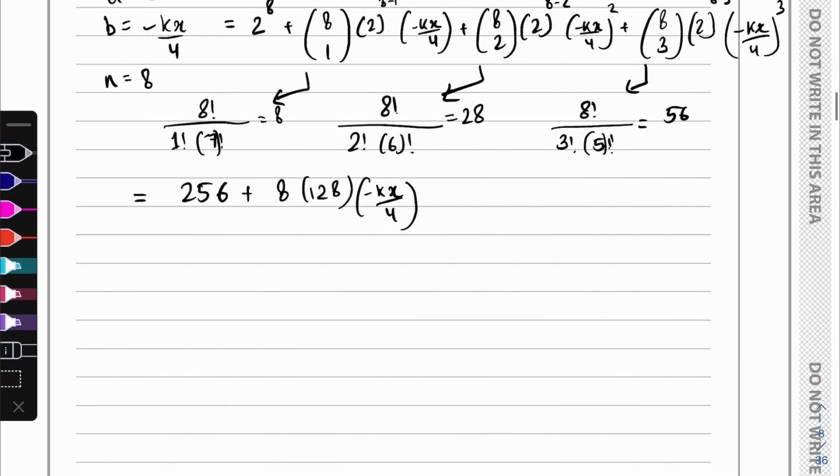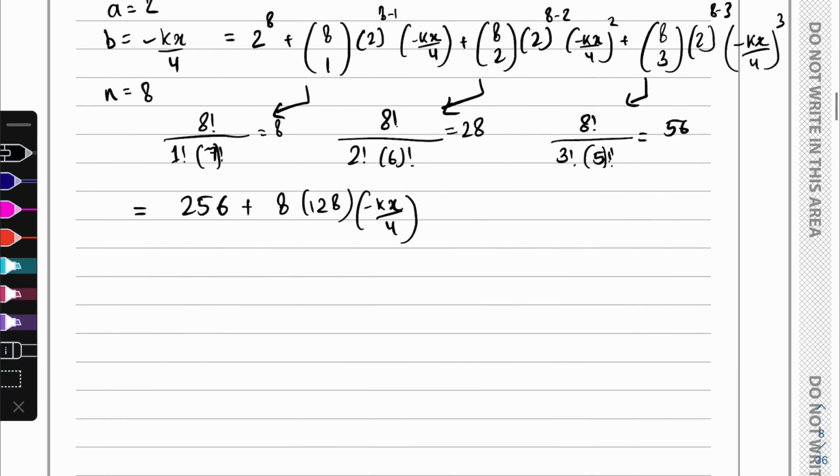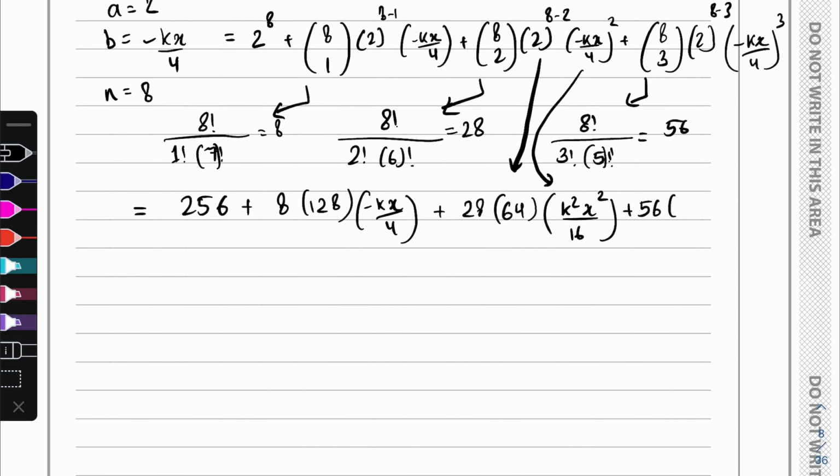So now let's see what we can do. Now we're on the third term. That's 28 multiplied by 2 to the power of 8 minus 2. So that's 2 to the power of 6. So we're dividing 128 by 2 again. So that's 64. And let's already square this value. This will be k squared x squared, all over 4 squared, which is 16. Then plus 56. Then we have 2 to the power of 8 minus 3, which is 2 to the power of 5.